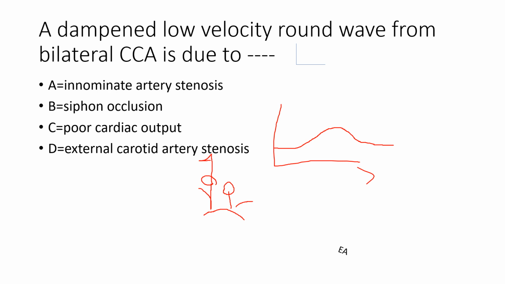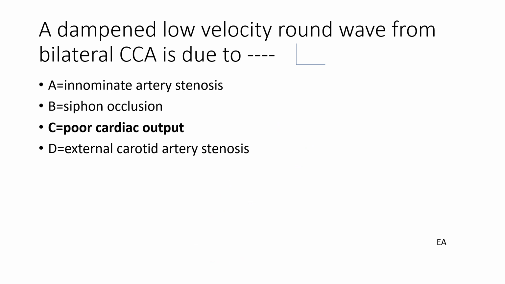So external carotid stenosis is distal, but we are in the CCA, and the external carotid artery is distal of our probe, but we have something proximal in comparison to our probe. So it is poor cardiac output because it is bilateral. So the heart doesn't work well. Okay, the answer is poor cardiac output.